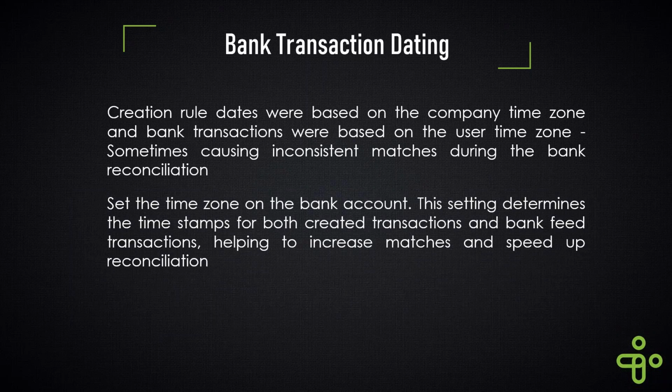So the first one we're going to look at is the bank transaction dating. Now, this was originally launched in 23 R2 as an early adopter program. It's now available for everybody. But I know this is an issue that caused a huge amount of grief to the consumers of bank feeds. Before, transactions generated by creation rules were dated based on the company time zone, and bank feed transactions were dated based on the user time zone or the company time zone, which caused a whole lot of problems with inconsistent matches for reconciliation. It was just really difficult to work with them.